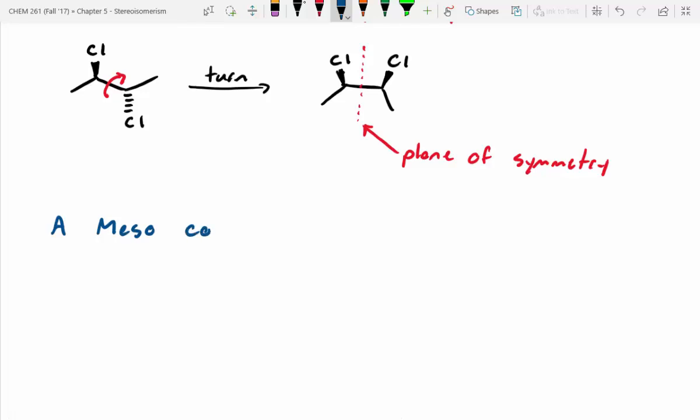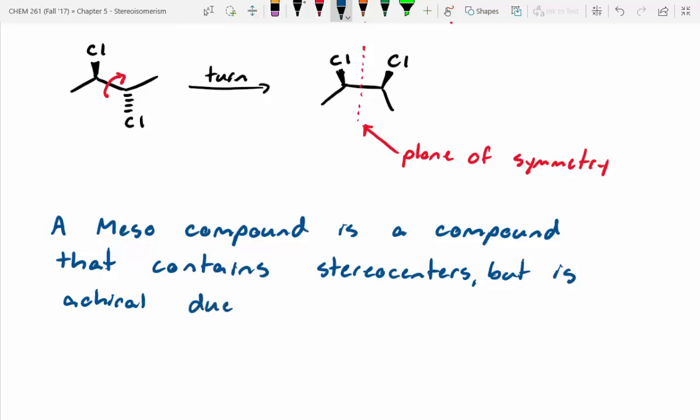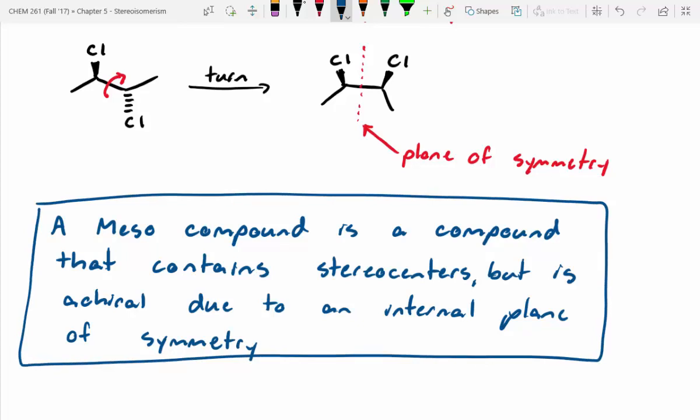A meso compound is a compound that contains stereocenters but is achiral due to an internal plane of symmetry. The important thing to remember with meso compounds is you may have to rotate sigma bonds in order to check for internal planes of symmetry.